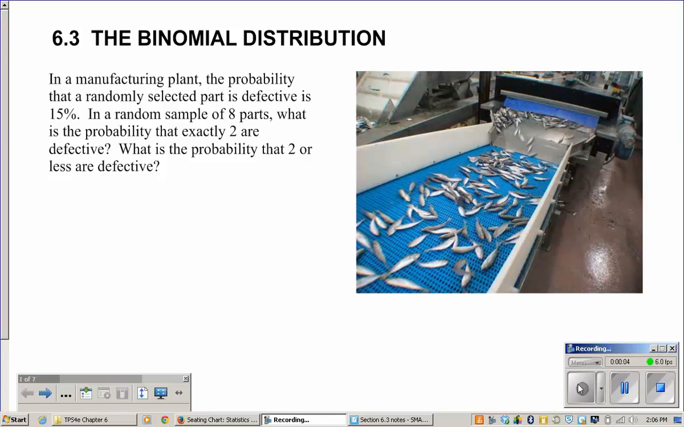This video is for section 6.3, the binomial distribution, and this is a type of problem you actually saw in Prob Stat. And we're going to look at similar problems as you did in freshman year, but now we're going to look at them through a more sophisticated eye. So take a minute and read the example here.